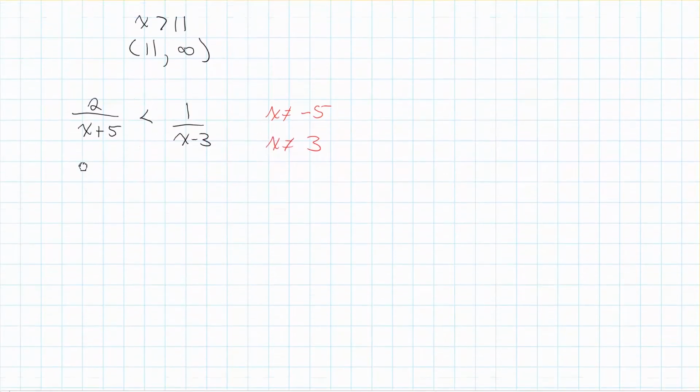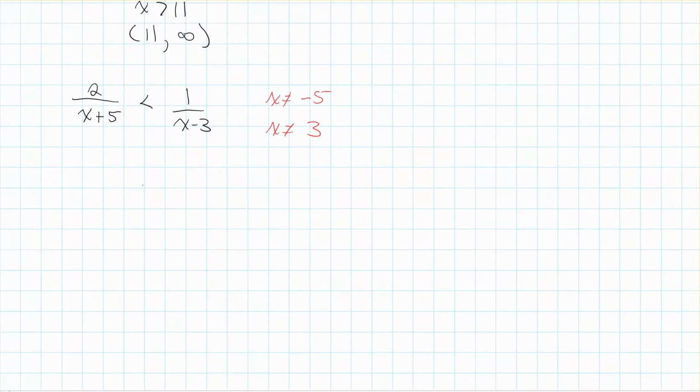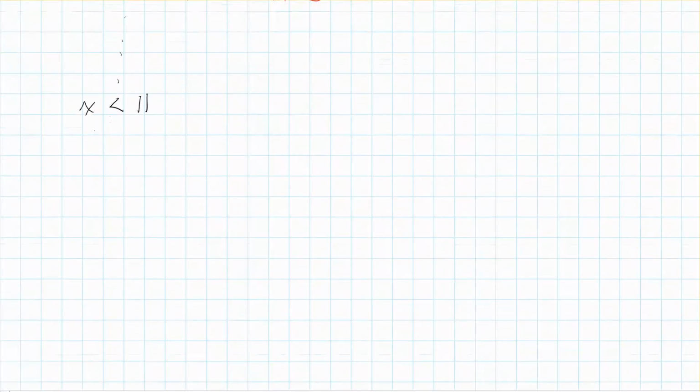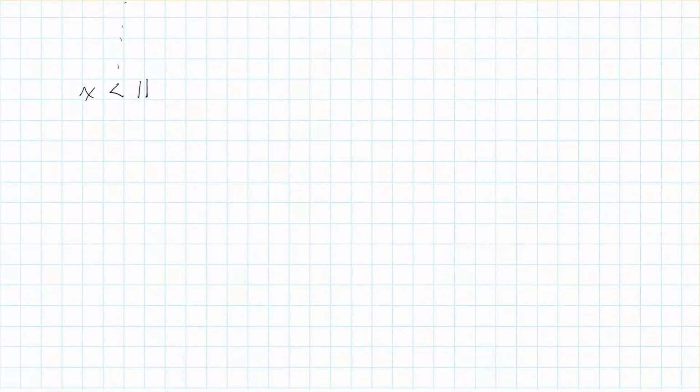Okay, well, we'd still solve the equation the exact same way. I'm not going to solve the equation again. I'll say dot dot dot, and we'd wind up with x being less than 11. All right, so if x is less than 11, what do we have here? Well, I'm going to again do a number line.